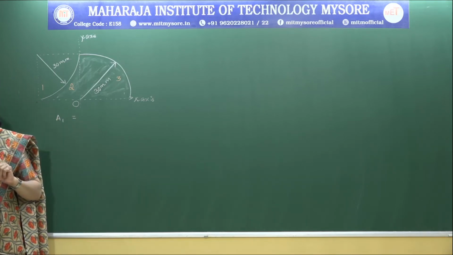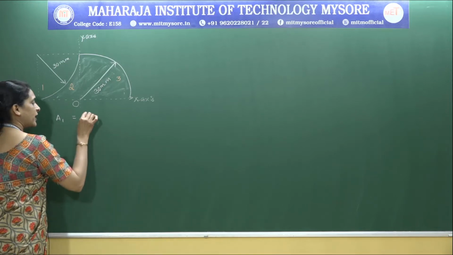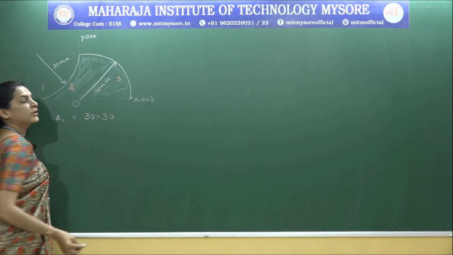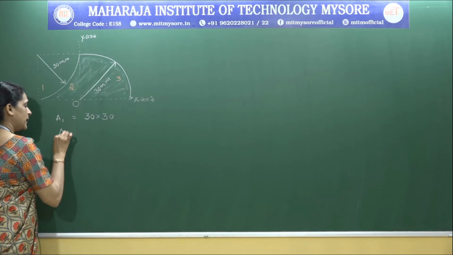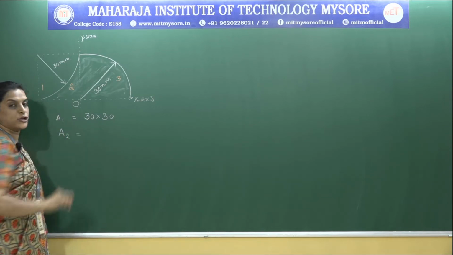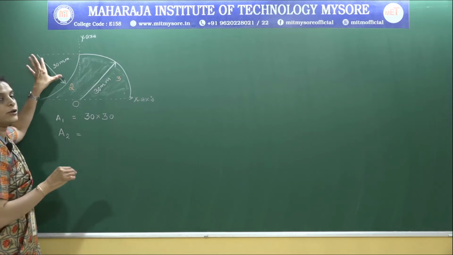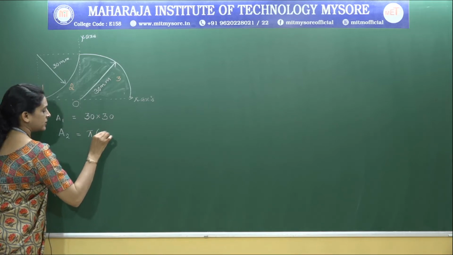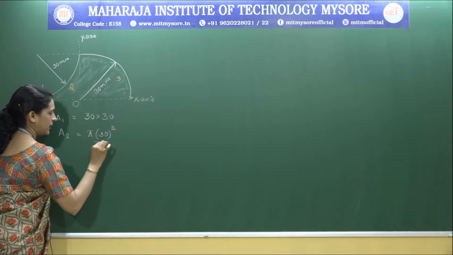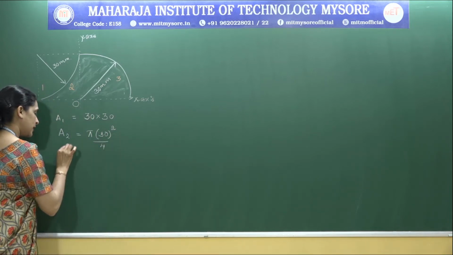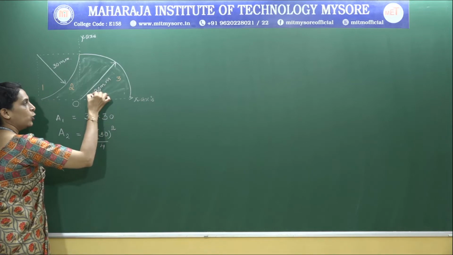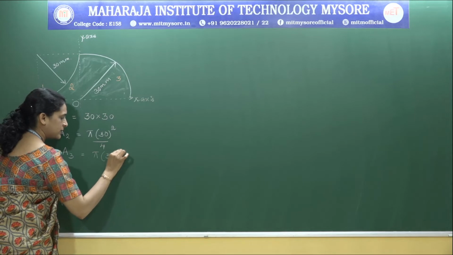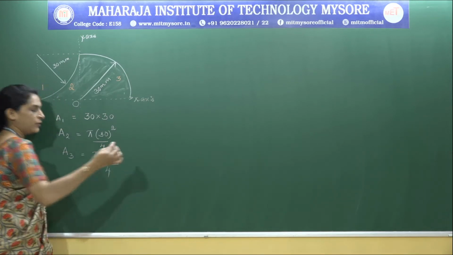So now we shall write the area of the rectangle as 30 by 30 first. Next, area of the second basic shape, that is the quadrant of a circle. It is pi r square by 4, with r as 30. The next area is the quadrant of a circle again with the radius 30 mm. So it is pi r square by 4.